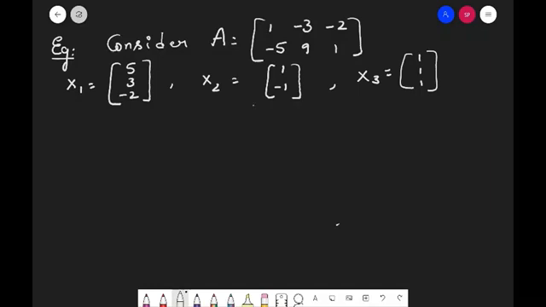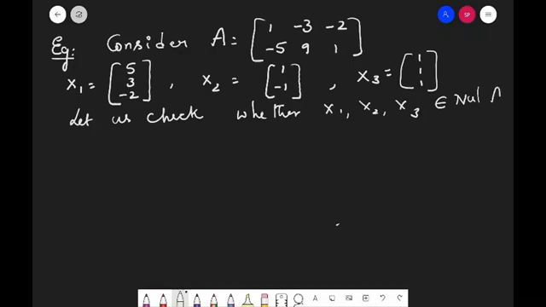So now let us check whether x1, x2, x3 belong to null A or not. So this is what we want to check.